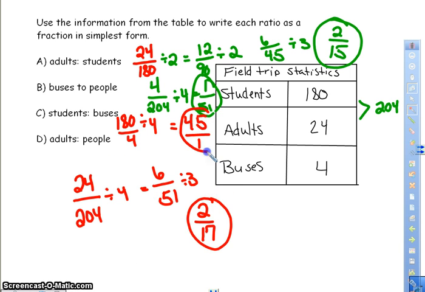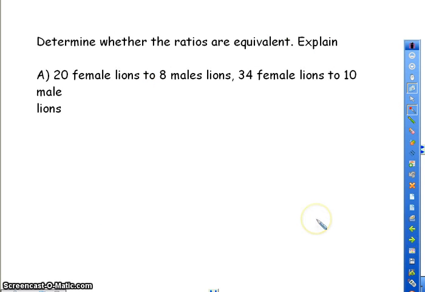You're going to set it up, make sure you're setting up comparing the correct things. Okay, and once again, your answer is going to be within your form. Determine whether the ratios are equivalent. Explain. Now, equivalent means that they are equal to.